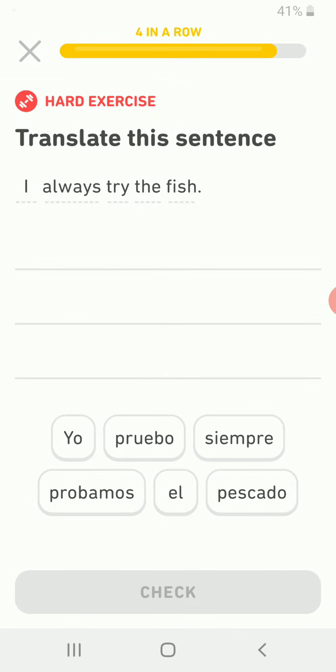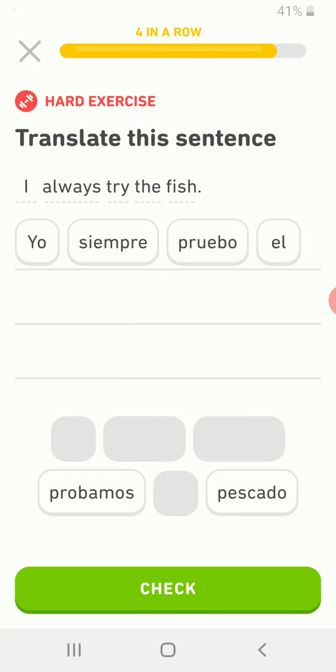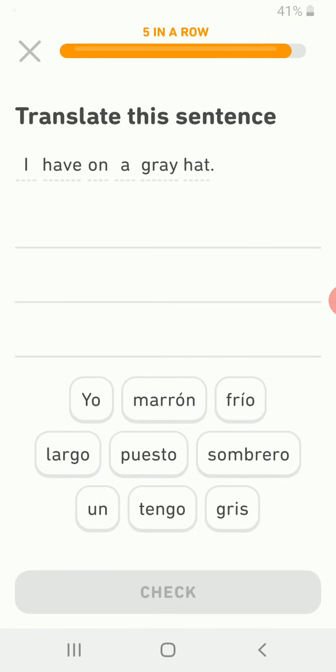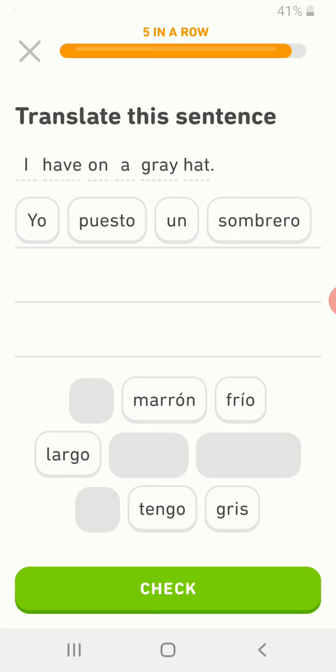Try it. Yo siempre pruebo el pescado. And I have on a gray hat. Yo me he puesto un sombrero gris. I wonder why.